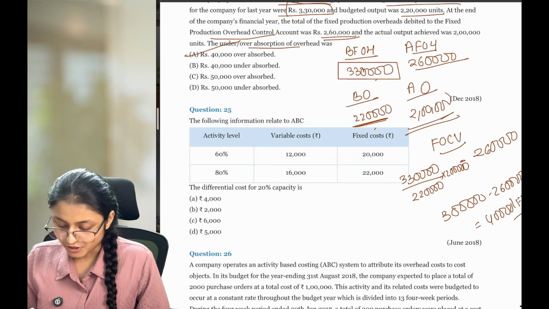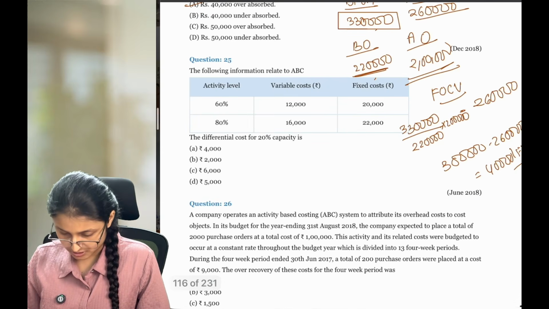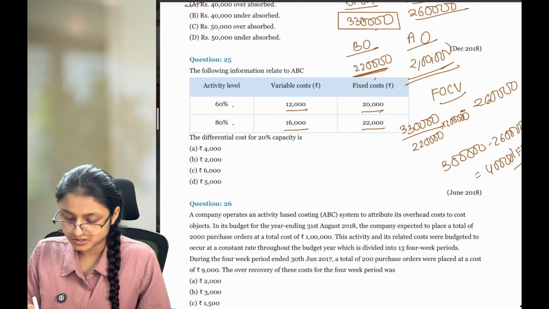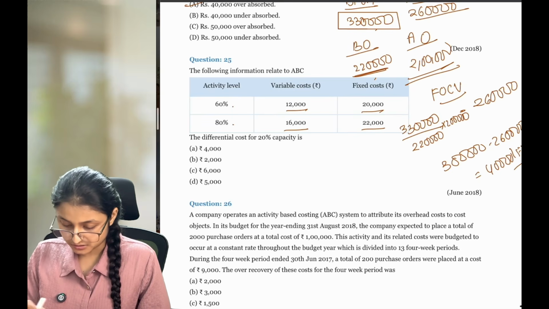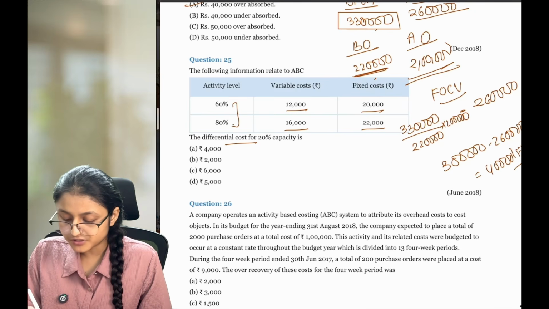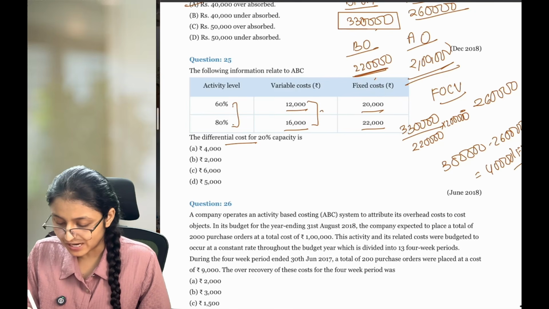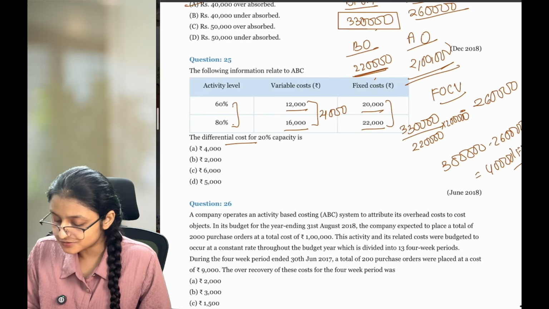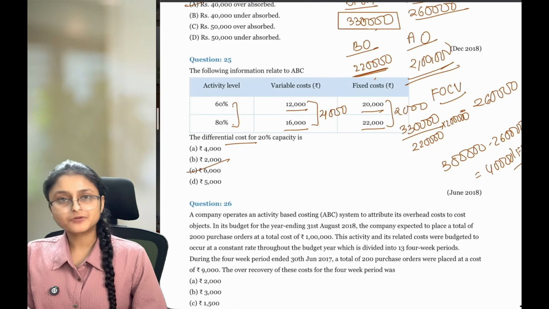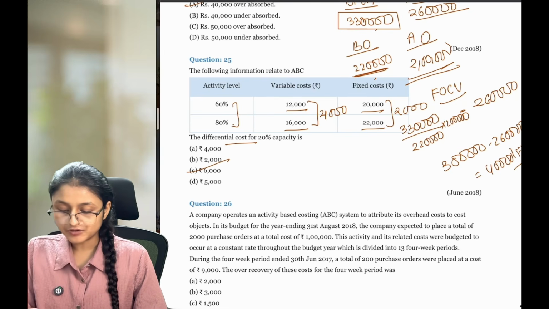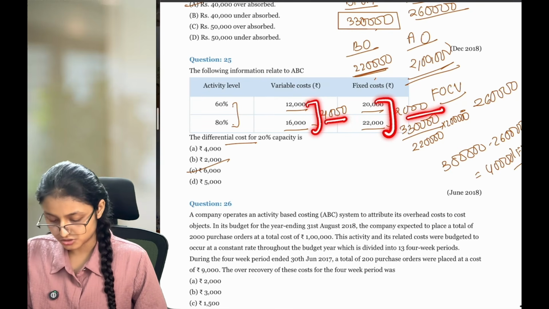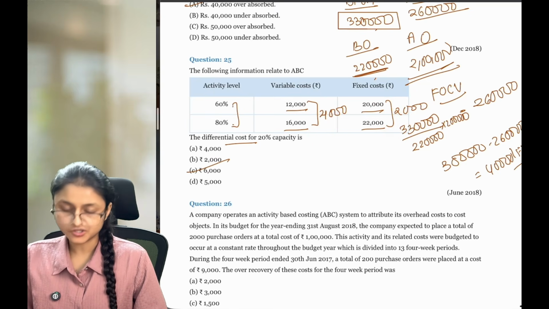Okay. Next, the following information relates to activity based costing. We have 60 and 80% activity levels for which variable and fixed cost is given. Fixed cost is also changing on the basis of activity level. You need to calculate the differential cost. Differential cost is the difference in cost between these two different alternatives. Here 4,000 is the increase in cost, 2,000 is the increase in cost. So differential cost, it doesn't matter whether it is fixed or variable. If it is increasing between different situations, we are going to consider that as differential cost. Hence 4 plus 2, 6,000 is your differential cost.